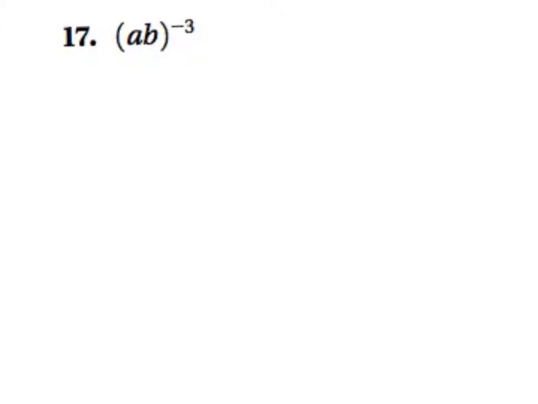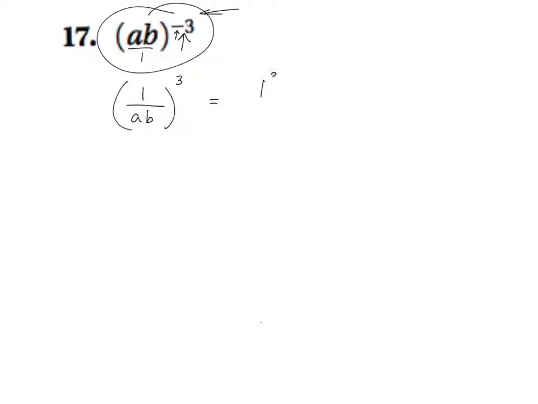Okay, this question, we're asked to simplify this, probably make it with a positive exponent. So one thing you can do if you have a negative exponent, you can flip this stuff over. So I'm going to write it as 1 over AB, and then I can change that sign from a negative to a positive.